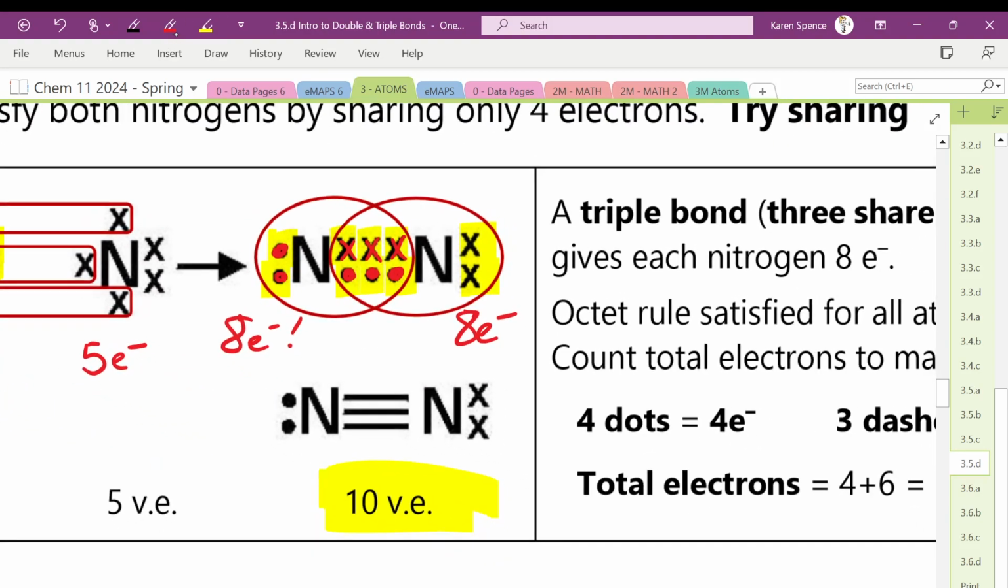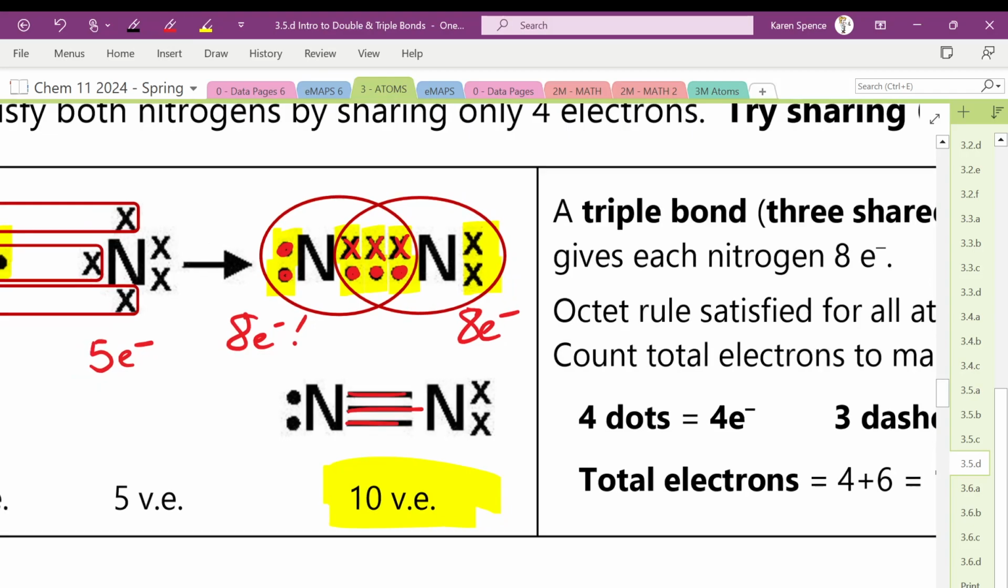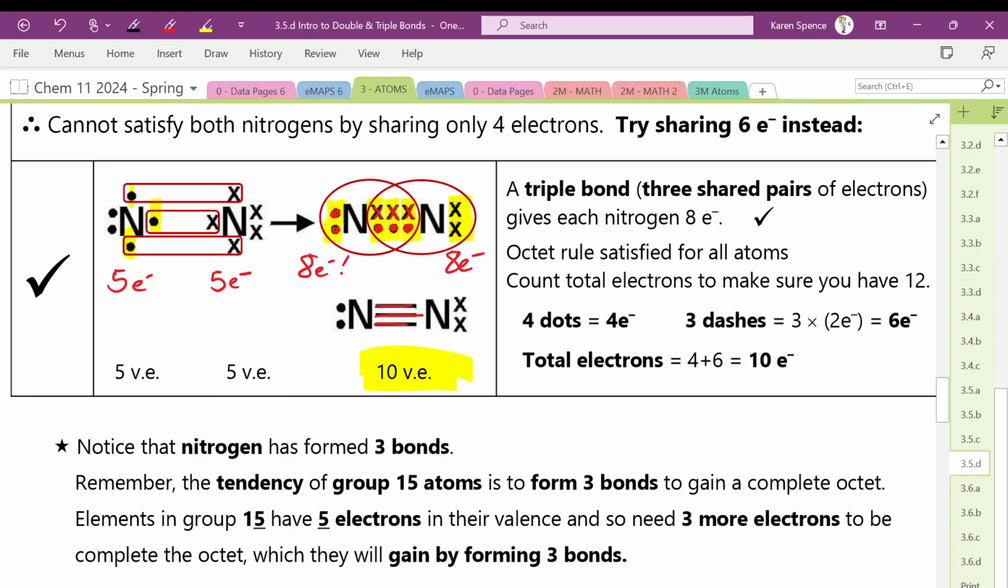3. What did it form? 1, 2, 3. Oh, beautiful. Yes? Okay.